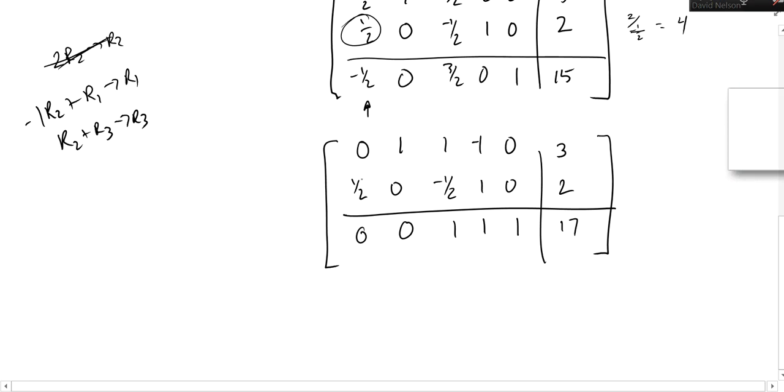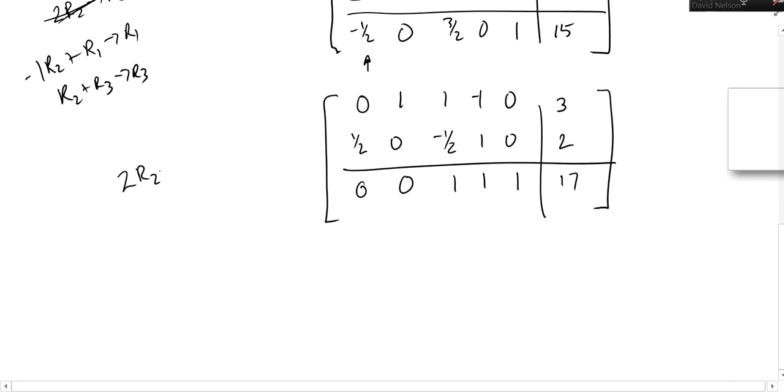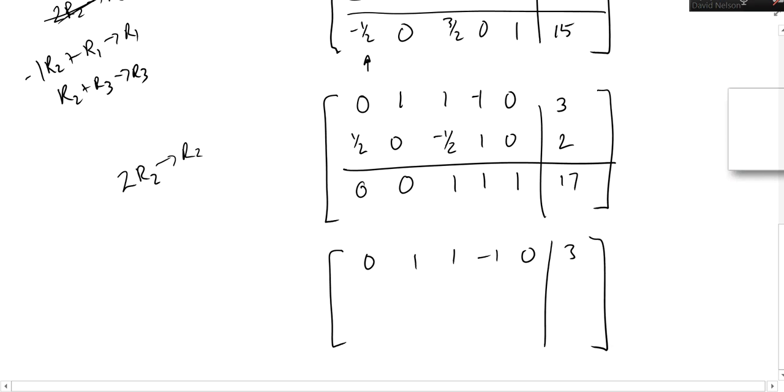Whoops, I've got to fix this pivot. I need to turn this pivot into a 1. So let's do 2 times row 2. 1/2 times 2 will give us 1. Put it into row 2 spot. Top row stays the same. Middle row, you're multiplying everything by 2. And the bottom row is going to stay the same.